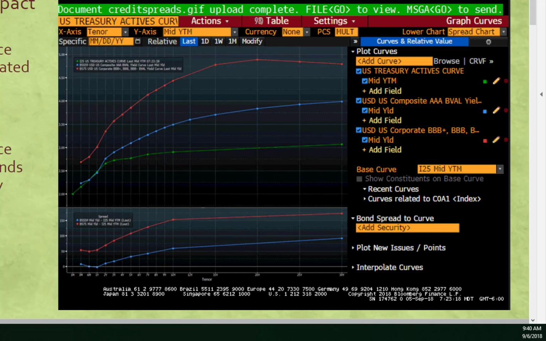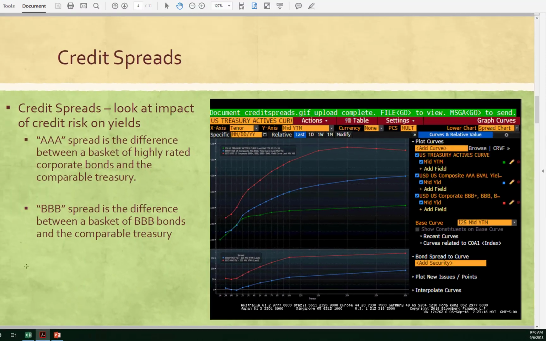And the same thing for a triple B. That's going to be the difference between a basket of triple B bonds and the comparable treasury, that is the treasury with the same maturity. So the triple B spread will just be the spread between this red line up here, this red plot I should say, and the green plot. So that is the idea of credit spreads. You're getting paid more in essence for the default risk, the credit risk that you're taking on, and so the yield is going to be higher.